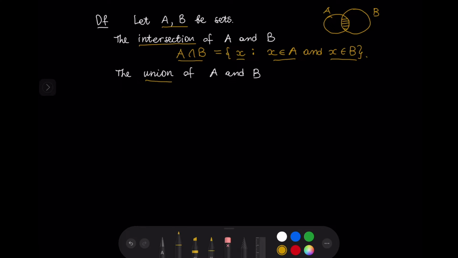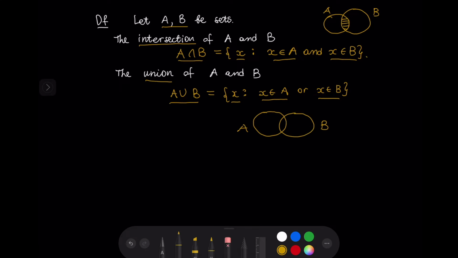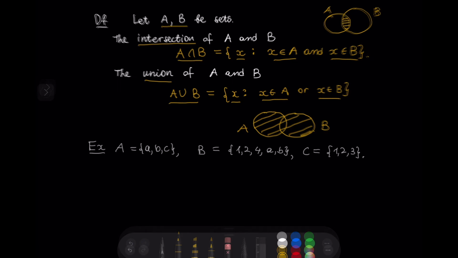The union of A and B is the set of all X such that X is in A or X is in B. So on the Venn diagram, the union of A and B would be the set of all elements such that they are either in A or in B. So it will be this shaded region here.